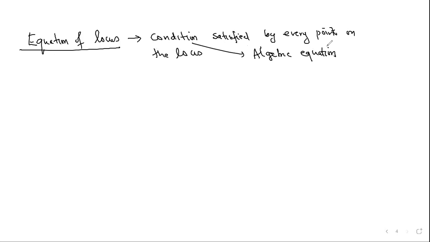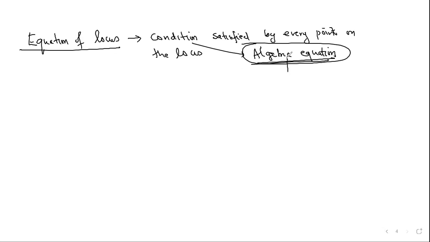We said condition in words. What was the condition? We said the distance from A and B are equal. The distance from the center is all equal. They are conditions, but they are not algebraic equations. So we'll create an algebraic equation using the condition, and that algebraic equation is called the equation of locus.